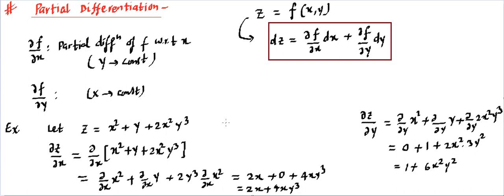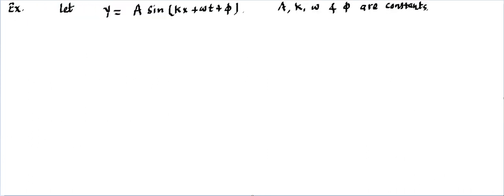If you got the idea, let's take one last example related to this partial differentiation. It says let y is equal to a sine (kx plus omega t plus phi). That's the equation of wave I talked about shortly ago. And here it is given that a, k, omega, phi are constant numbers. A is a constant, k is a constant, omega is a constant, phi is a constant. Variables: x is a variable, t is a variable. They are independent variables. Y depends on multiple variables, that means more than one variable.